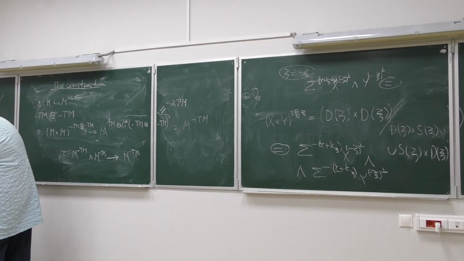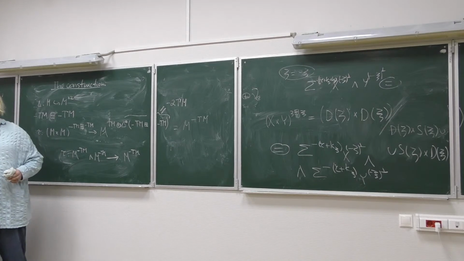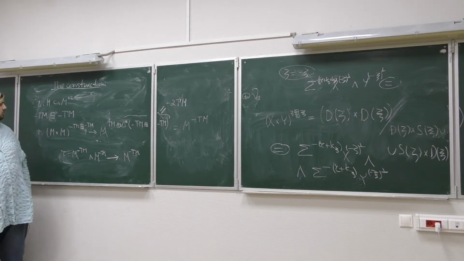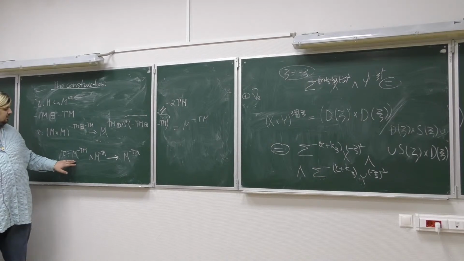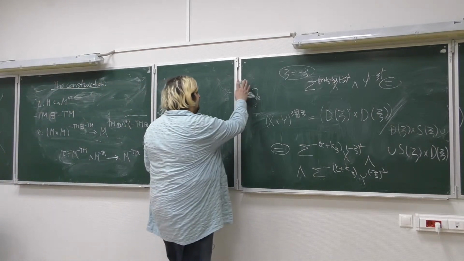So now I want to describe the multiplication. And by the way, we have constructed this map from M cross N to the blah blah blah to M to the minus TM. Okay, but that is not yet our spectrum. So let me now write down what is our spectrum.